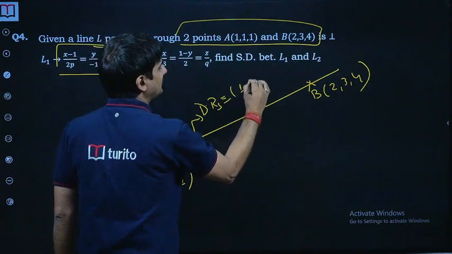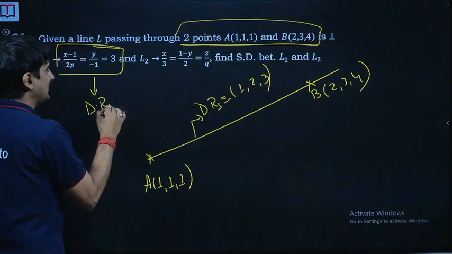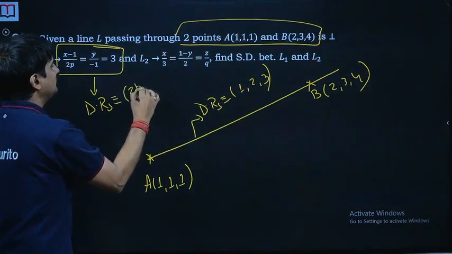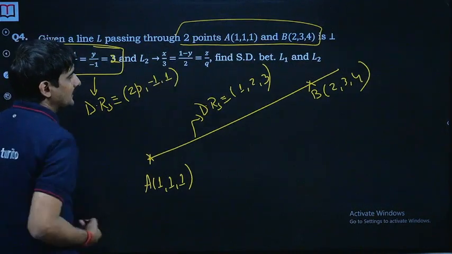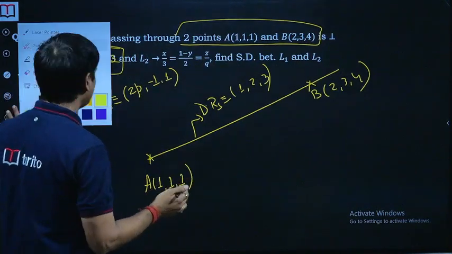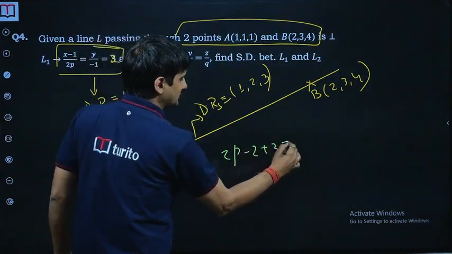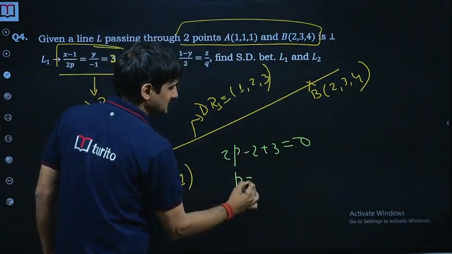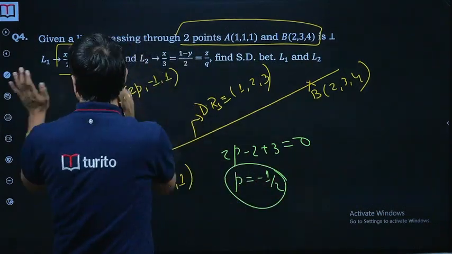So it's 1 2 3, and the DRs of this line are 2p, -1, it's again z here, comma 1. Okay, and then A1 A2 plus B1 B2 plus C1 C2 is 0, so just do it. So it will be 2p minus 2 plus 3 equal to 0, and we have it. So p is nothing but -1/2. So that's it. Okay, so you got this line perfectly.